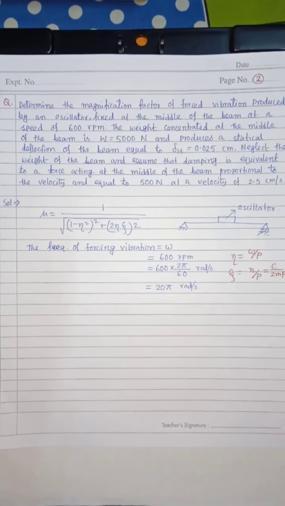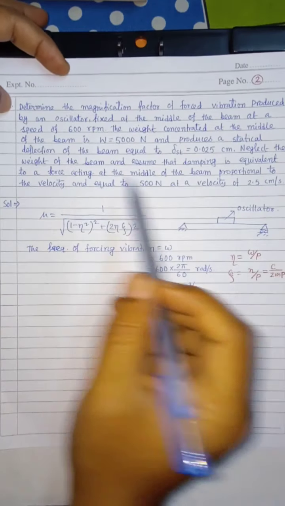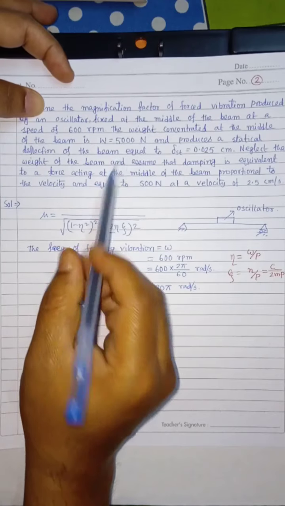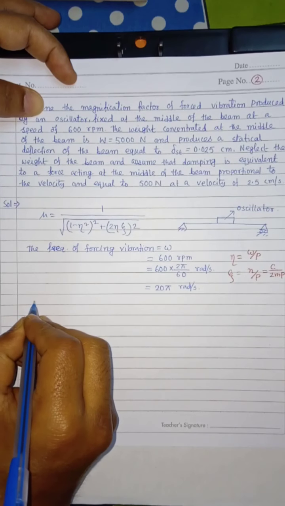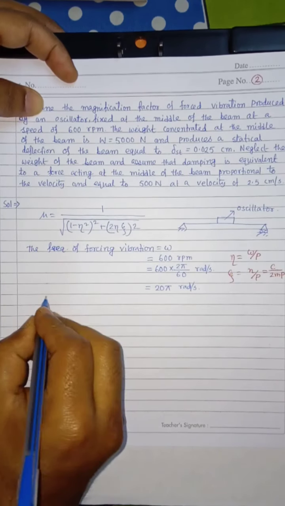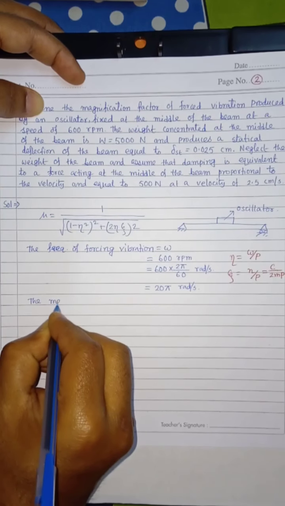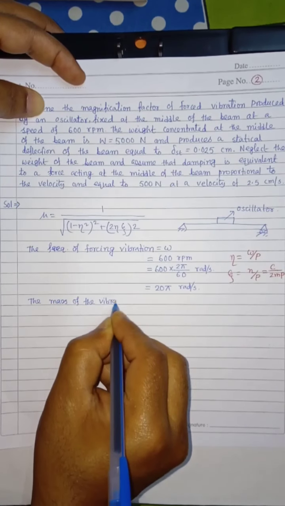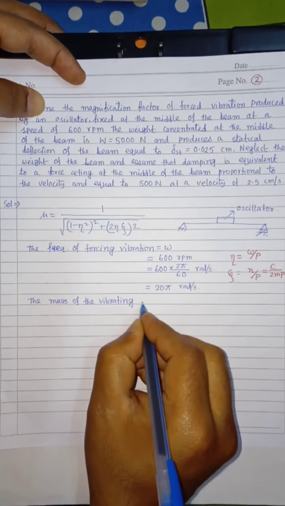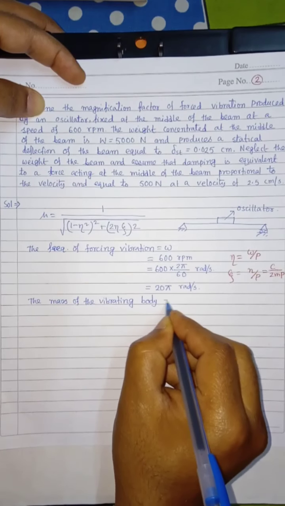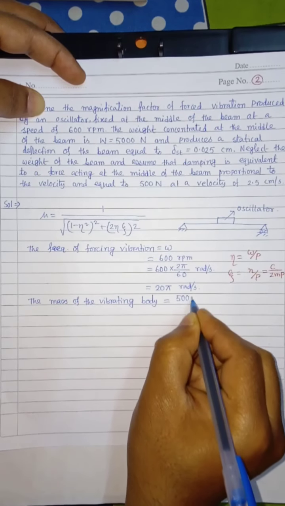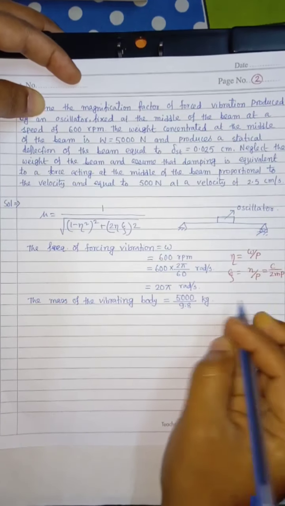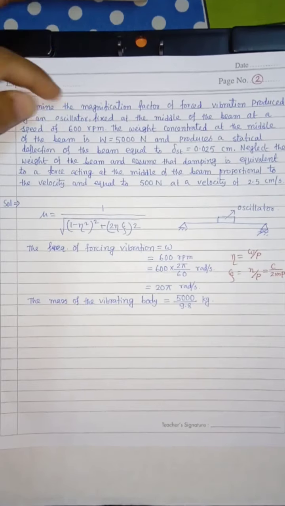And the mass of the body: here the weight of the oscillator is given, so that is 5000 Newton. So we can easily find the mass of the vibrating body. The mass of the vibrating body is equal to 5000 by 9.8 kg. You can find this.